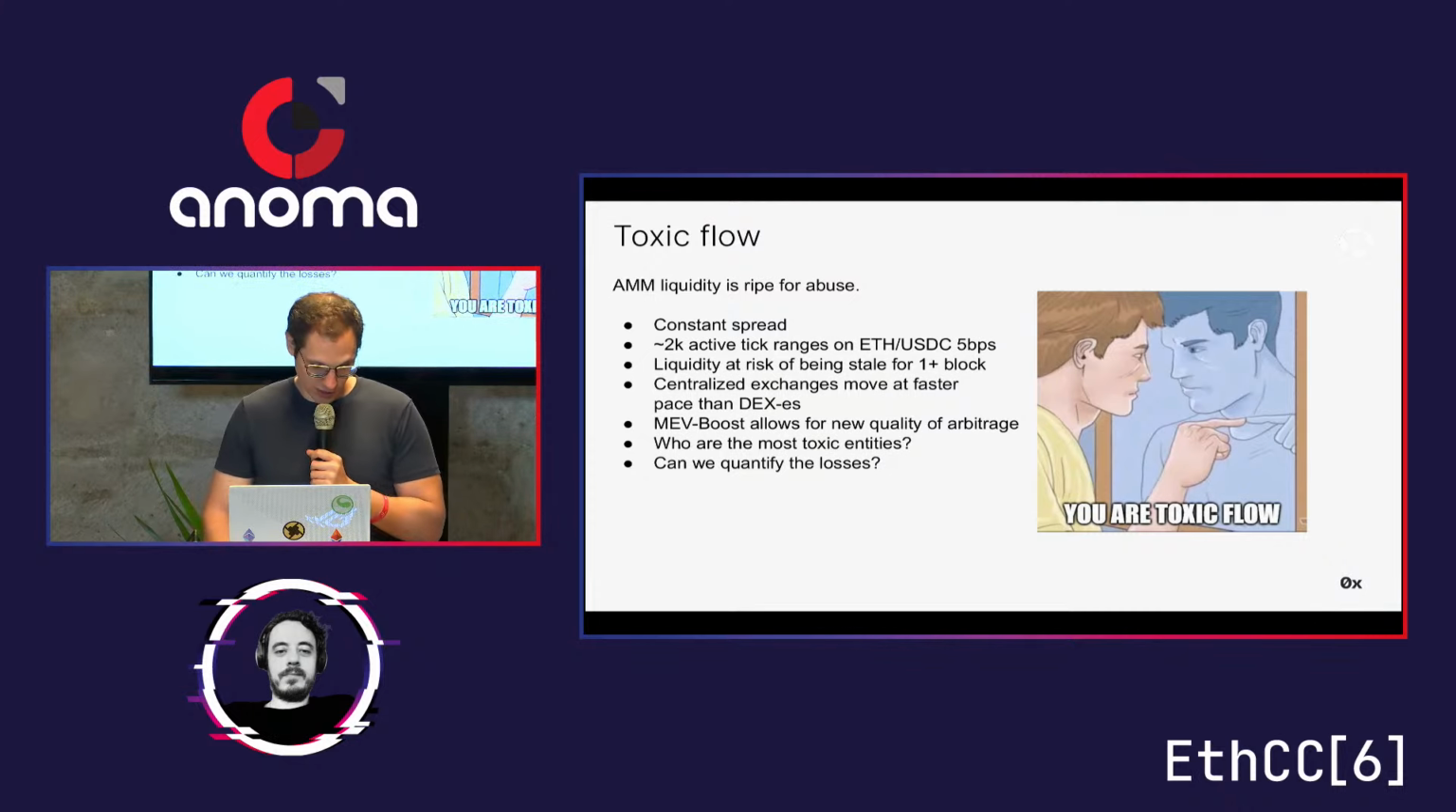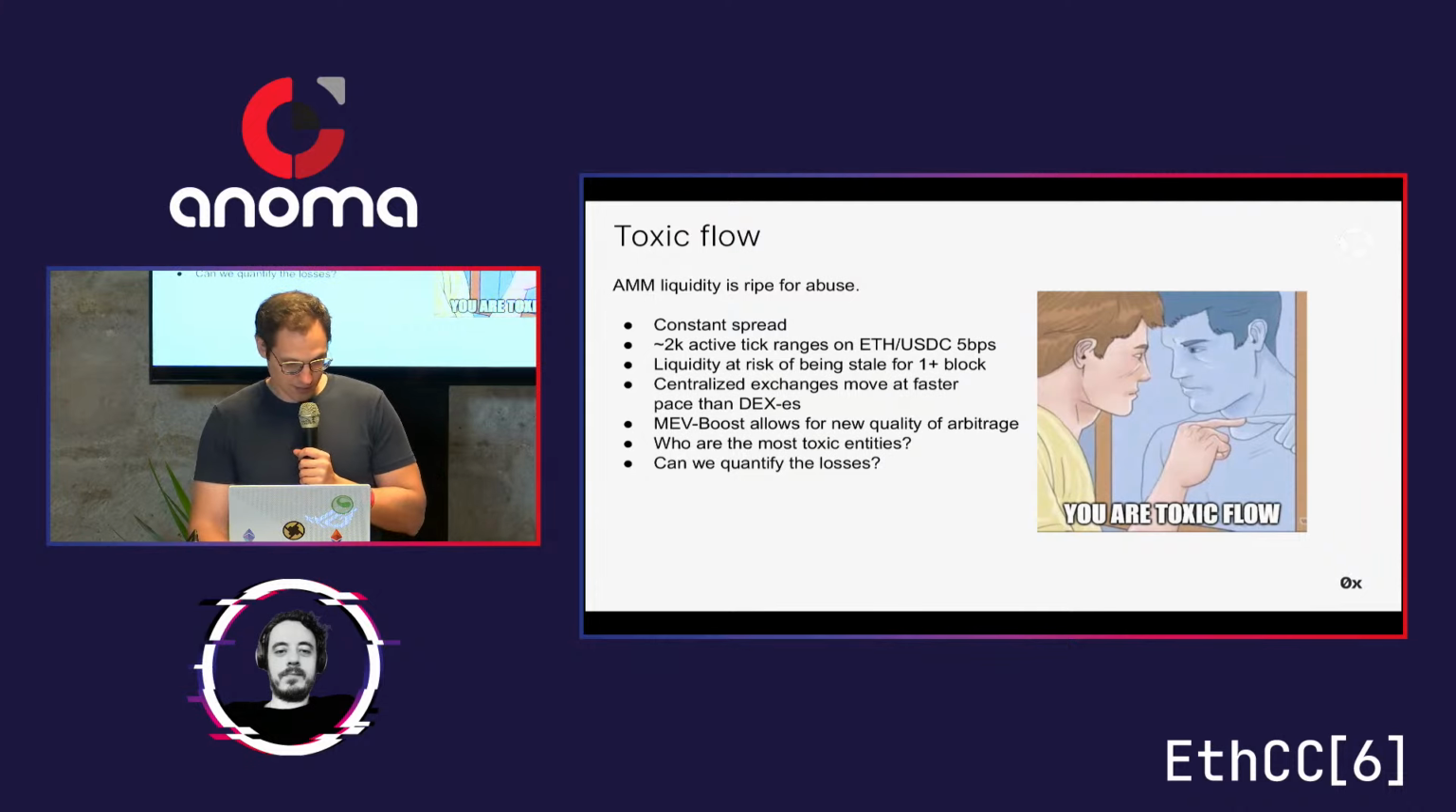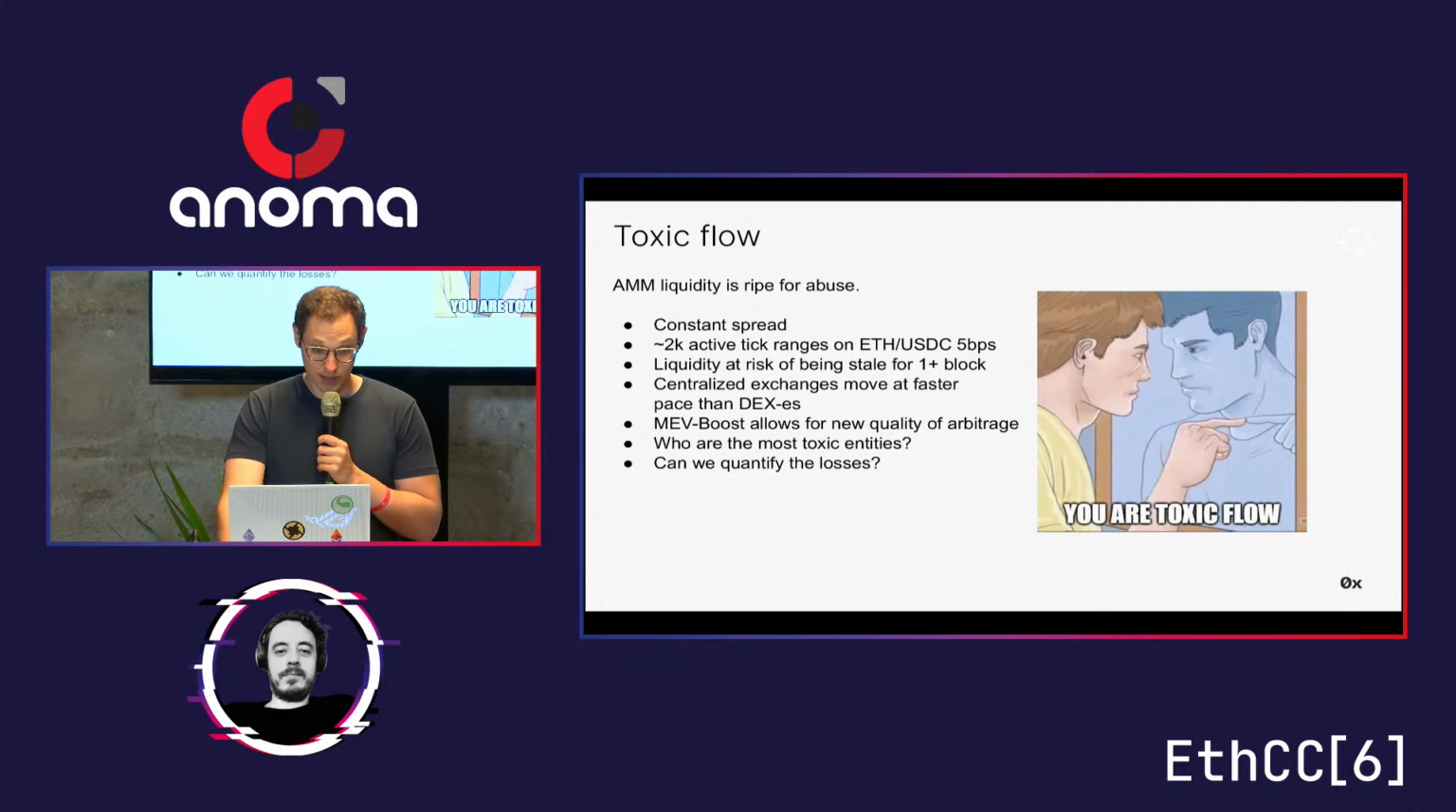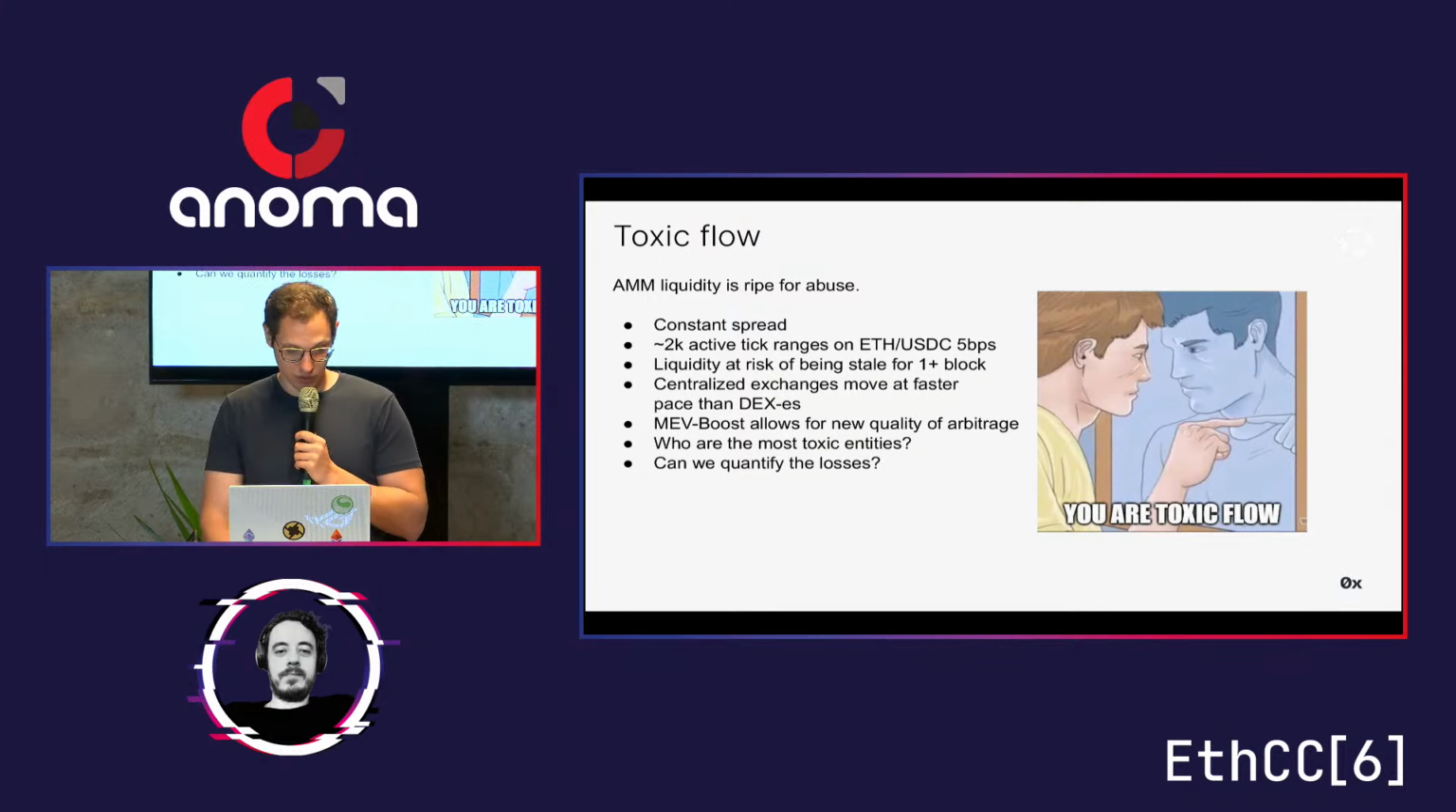At the time when I checked, which was a week ago, there were 2,000 active tick ranges on Uniswap v3 in this pool, which is a lot. It's a lot of positions, and people just don't manage them over time, and they keep this liquidity stale. This liquidity is at risk of going stale even if you manage it for at least one block. If you don't manage it, it's going to be unproductive or inefficient. And another reason is that centralized exchanges move just faster than decentralized exchanges. On Ethereum, we settle blocks every 12 seconds. There is a lot that can happen in 12 seconds. I will show you examples of this.